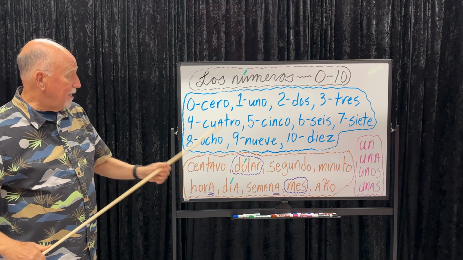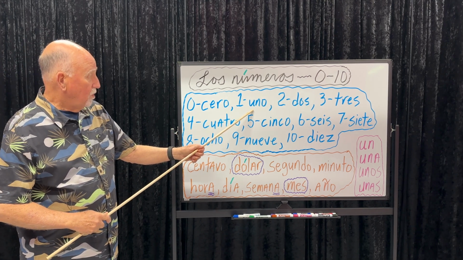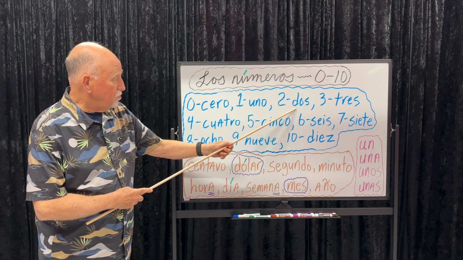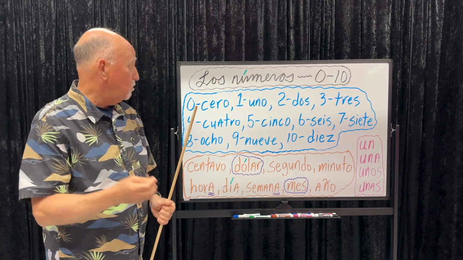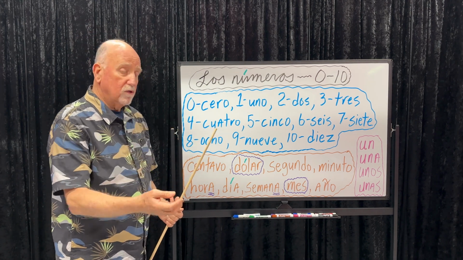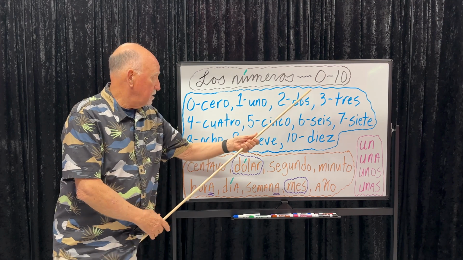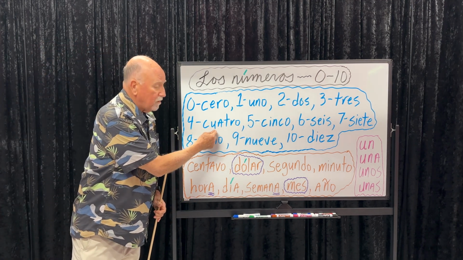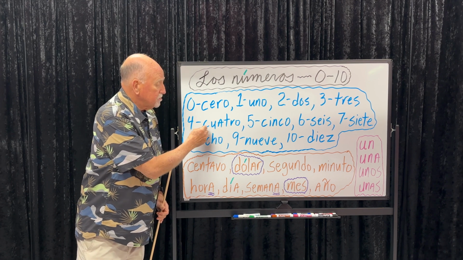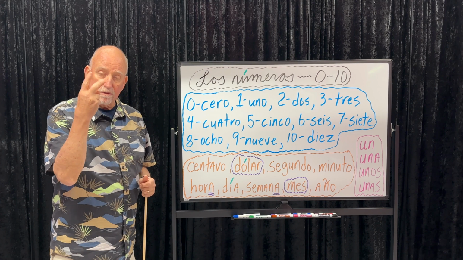1 through 10, no accent marks. Cero, uno, dos, tres. Listen to the pronunciation. You know your vowels. Cuatro. These 2 vowels together form 1 sound. That's what we call a diphthong. We don't say cu-a-tro, it's cua. Cuatro, 2 syllables.